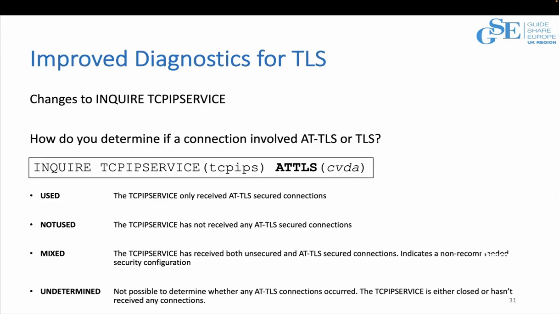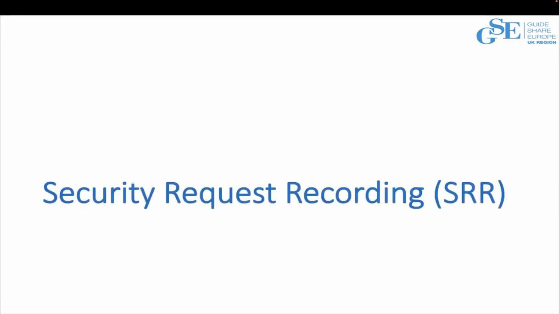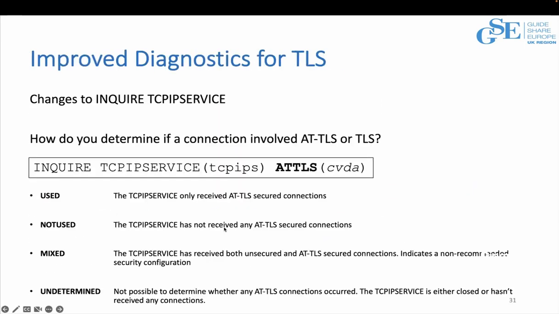And we can see that if AT-TLS is set to a CVDA of USED, that means that the TCP/IP service within the lifetime of it being online has received at some point AT-TLS secure connections. Should it be NOTUSED, then we haven't received any. Should it be MIXED? Well, this is a stranger configuration, something that we won't necessarily see as much. And that indicates that we're probably using a non-recommended security configuration to allow multiple connections to come over that TCP/IP service with multiple configuration settings.